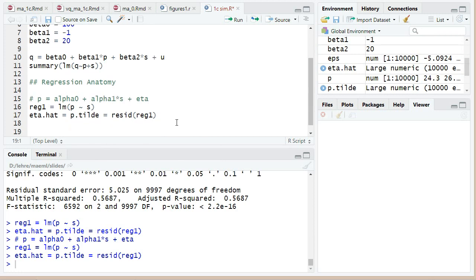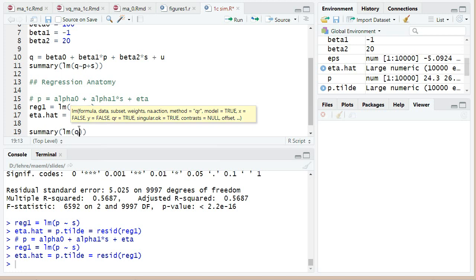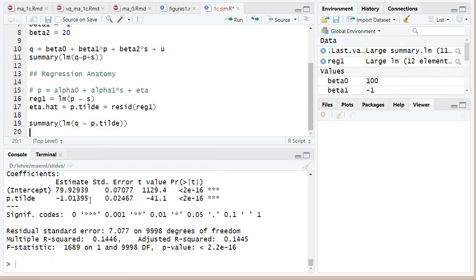And we know that this residual now is uncorrelated basically with U. And also the residual is uncorrelated with S. So what I do now in the second regression, I regress the original dependent variable Q on this P tilde.